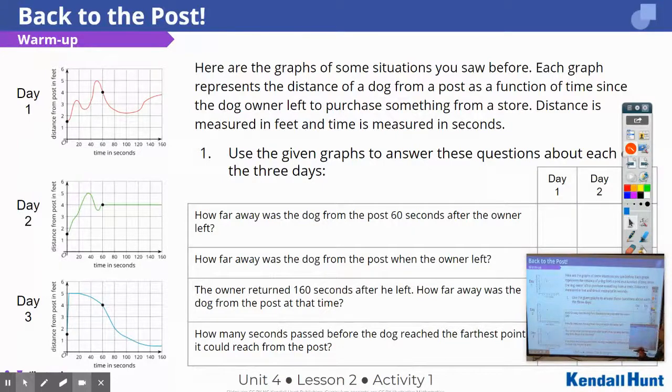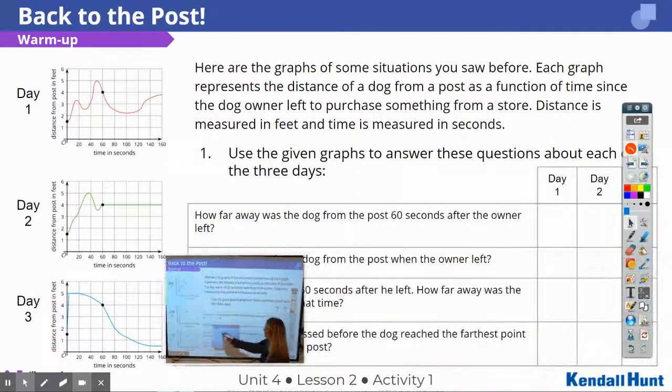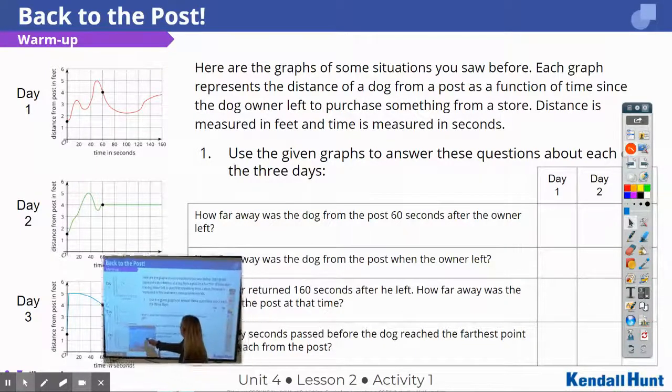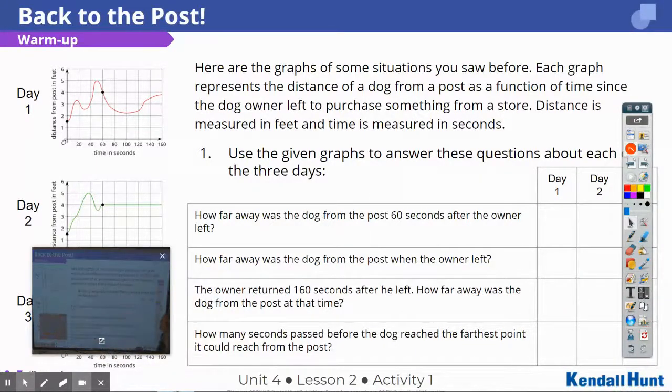So what I want you to try to do is fill in this table on your own. Okay, so let me move this box over here. So fill in this table for each day. How far away was the dog 60 seconds after the owner left, at the exact moment that the owner left, 160 seconds after the owner left, and then how many seconds passed before the dog reached the furthest point it could from the post?